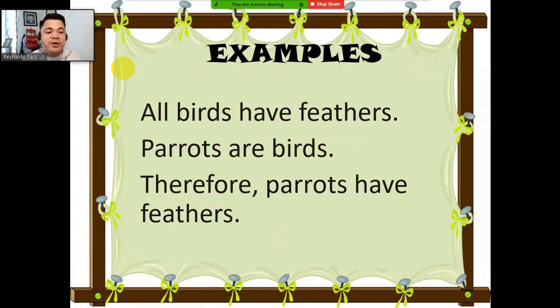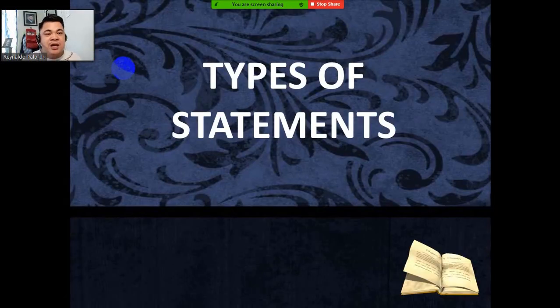Next, all birds have feathers. Parrots are birds, therefore parrots have feathers. So all birds have feathers, and parrots are birds. These are what we call premises, while the conclusion is, therefore, parrots have feathers. From general to specific. Alright.